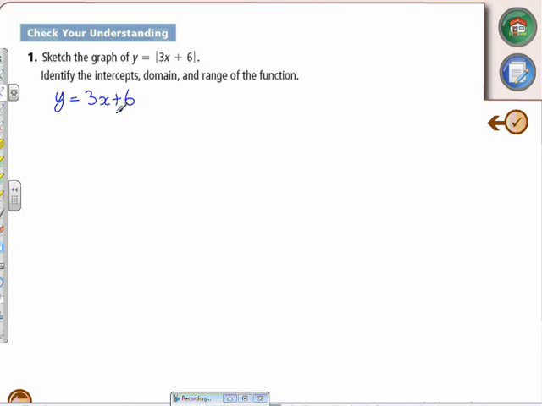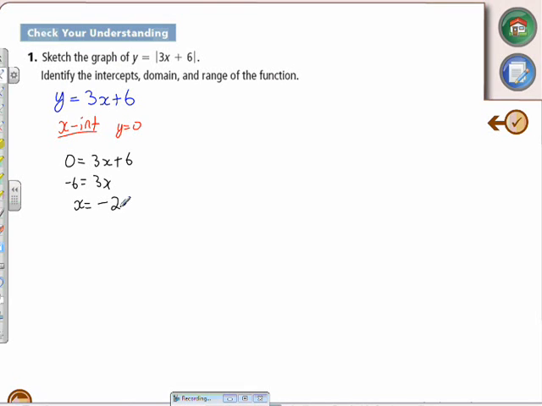So from here, the intercepts are going to be the x-intercept, which is when y equals 0. So plug in 0 equals 3x plus 6. Subtract over: negative 6 equals 3x. So x is equal to negative 6 over 3, which is negative 2. There's our x-intercept. We know that it's going to bounce off of that spot.